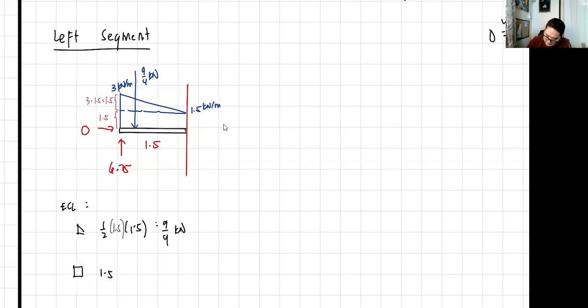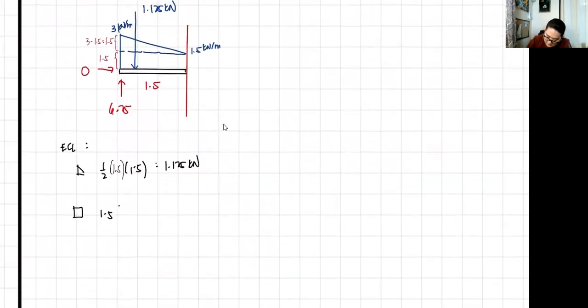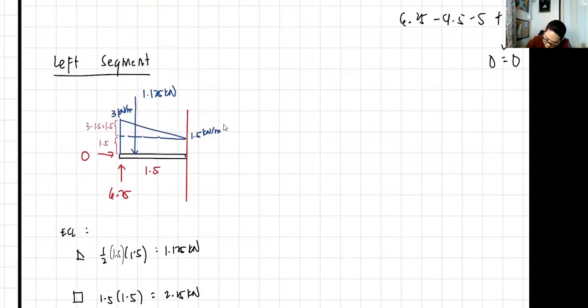Okay? So 1.5 times 1.5 times 0.5. Okay? So that is 9/8 or 1.125 kilonewton. Okay? So next we have 1.5 times 1.5. So is 2.25 kilonewton. And that value lies here.